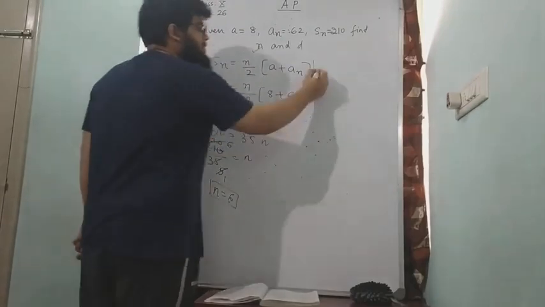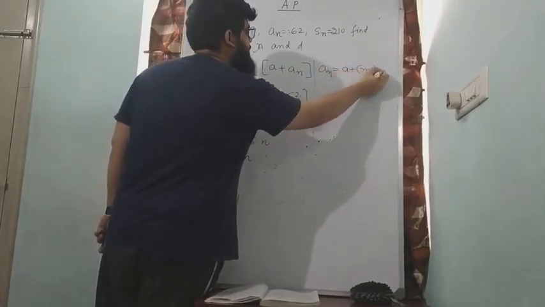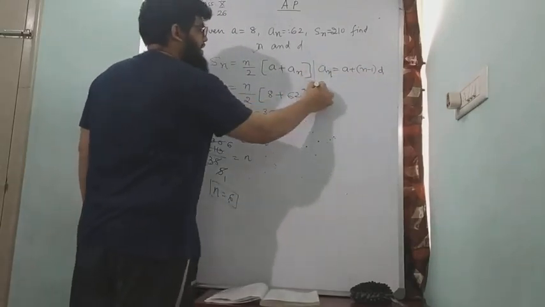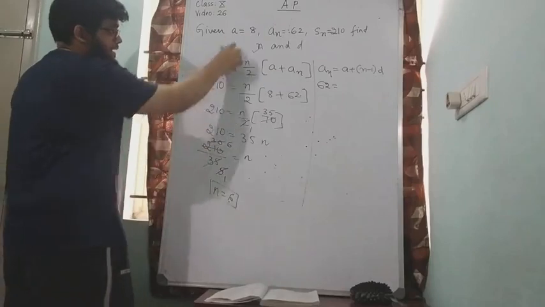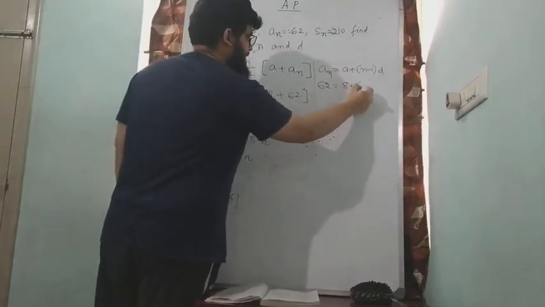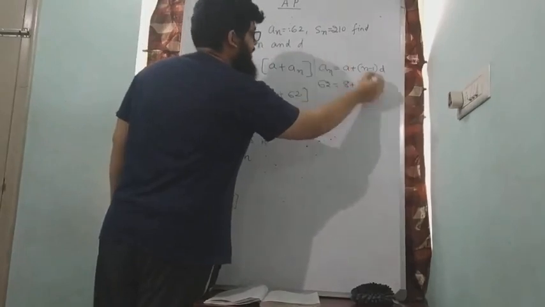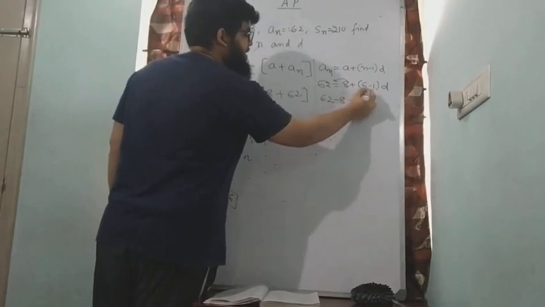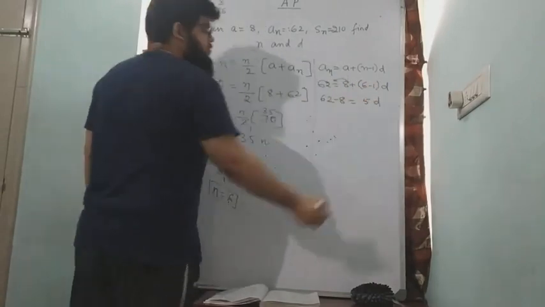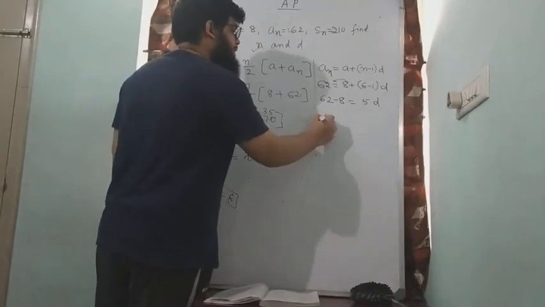To find out D, let us make use of AN formula. AN is equal to A plus N minus 1 into D. AN is 62 is equal to A. A is given as 8. Plus N we have got now, N is 6 into D as it is. Now 62 minus 8 is equal to 6 minus 1 is 5. So this becomes 5D. 62 minus 8 is 54.